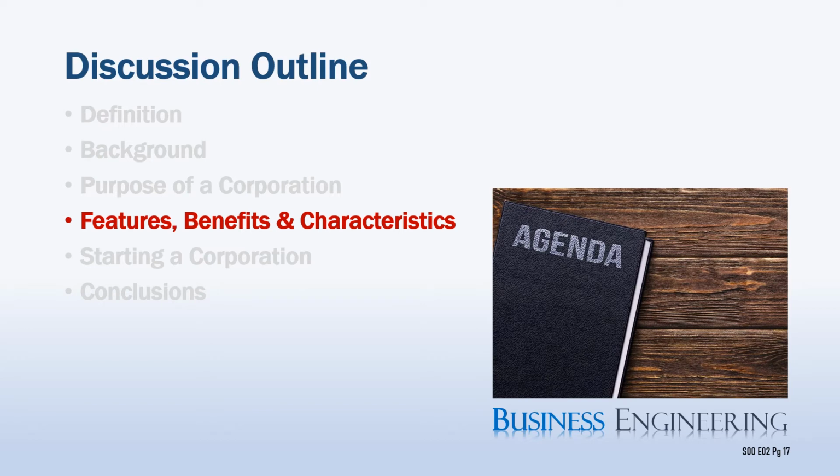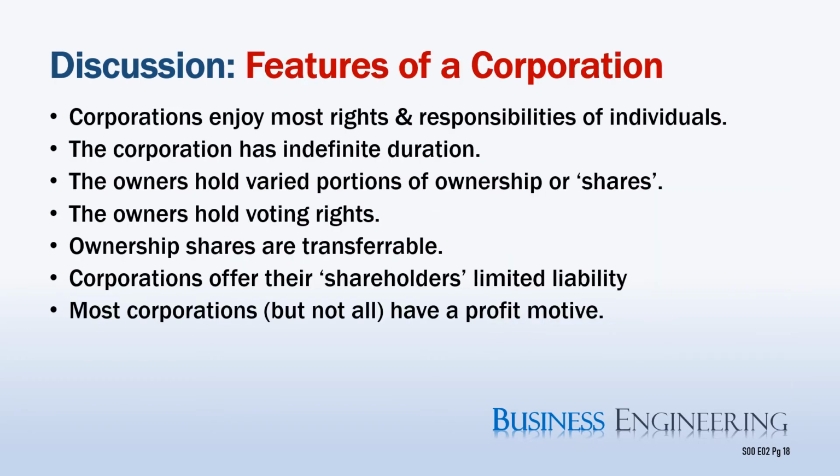Let's take a look at the features, benefits, and characteristics of corporations. The general features of a corporation are that corporations enjoy most rights and responsibilities of individuals. The corporation has indefinite duration. The owners hold varied portions of ownership or shares. The owners or shareholders hold voting rights proportionate with their shares. The ownership shares are transferable. Corporations offer their shareholders limited liability, and most corporations, but not all, have a profit motive.